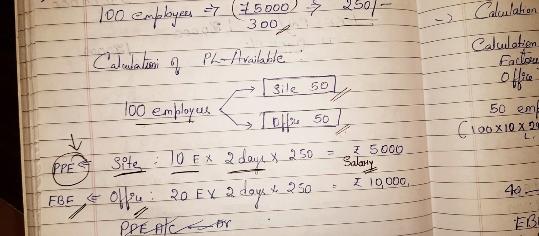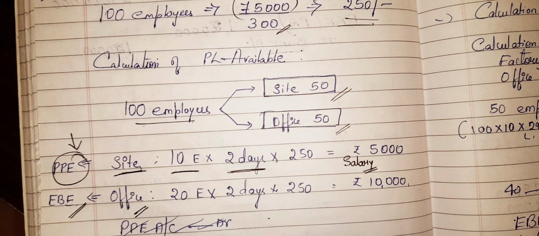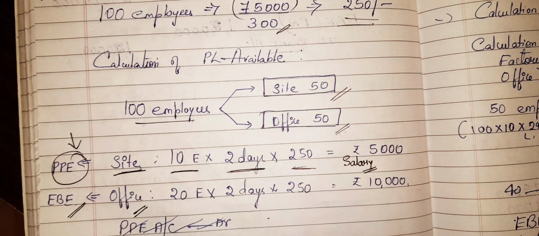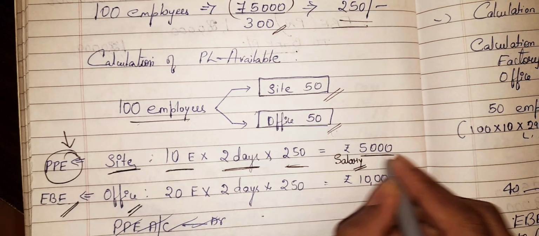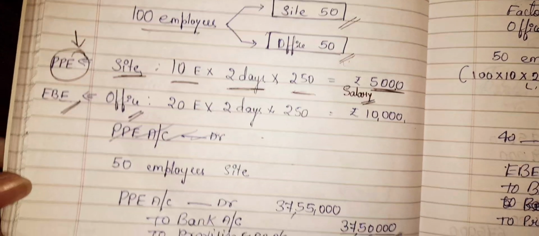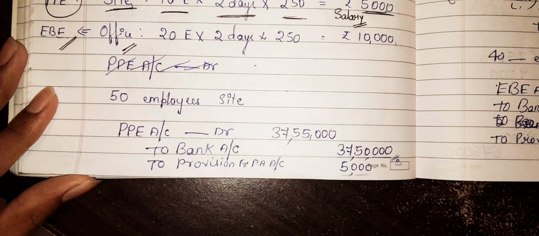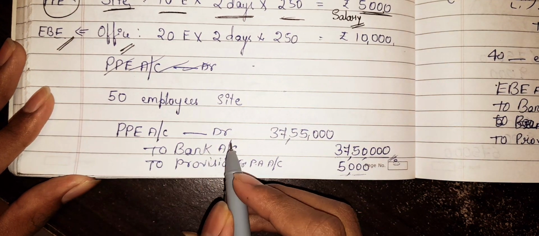Actually they have 6 days balance, but according to company rules only 2 days, and per day the salary is 250. Total will be 5,000. So first we will pass the entry for that. The entry will be PPE account debit.